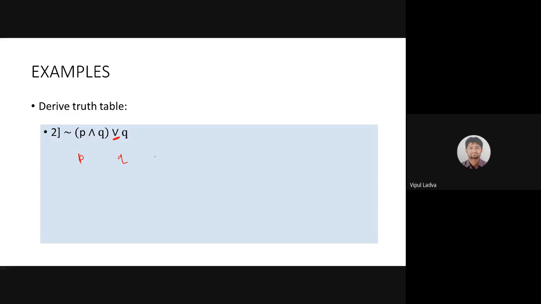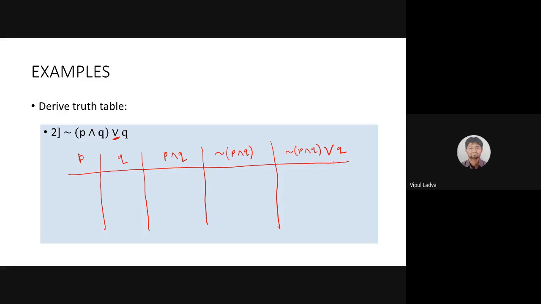First of all, write these two, then write P and Q, P conjunction Q. Then after that the negation of P and Q, then the disjunction with Q. So that will be the order of your columns. You can't change the order of the columns, but the order of rows will be up to you.